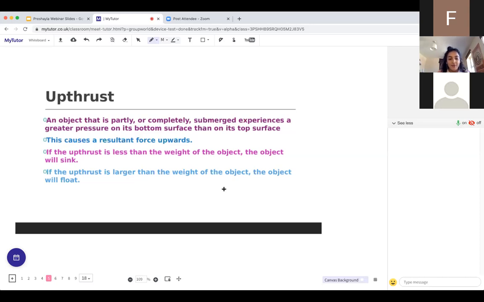And then if the upthrust is less than the weight of the object, then it's going to sink. So there's less force going upwards, more force going downwards. So the object will sink. Okay, so that's upthrust.